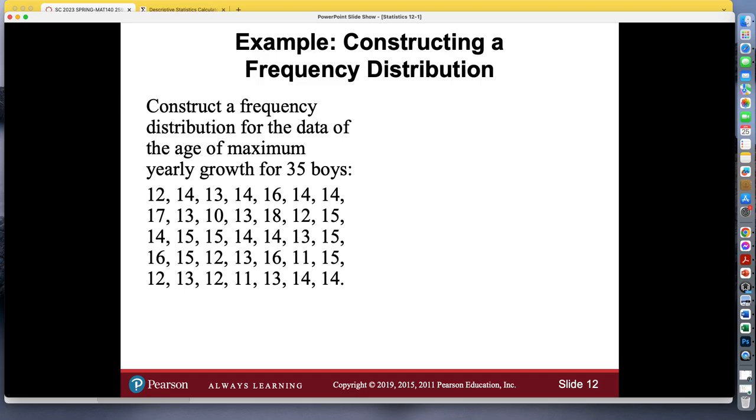Now we get into the more mathy part of it, the numbers. What does data look like? It looks like a bunch of numbers, right? And all randomly chosen.